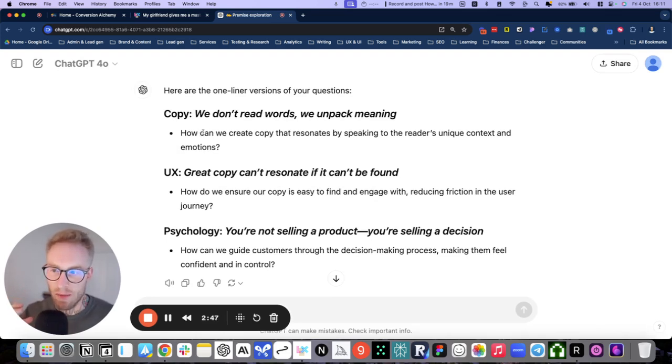The idea behind Conversion Alchemy is to combine copy, UX, and decision-making psychology. For each one, I have a premise. For copy: we don't read words, we unpack meaning. For UX: great copy can't resonate if it can't be found. For psychology: you're not selling a product, you're selling a decision.